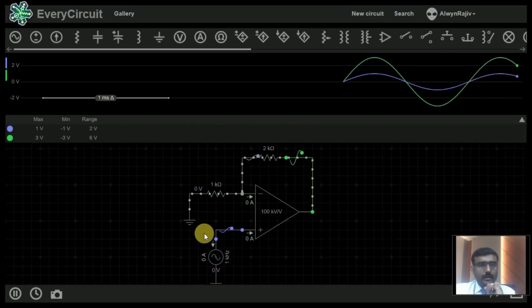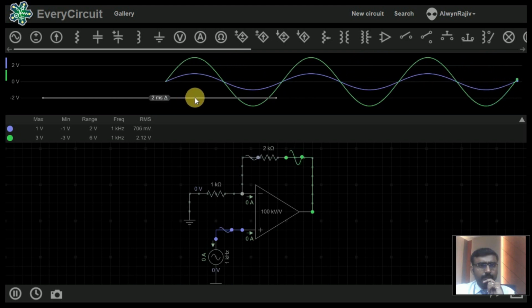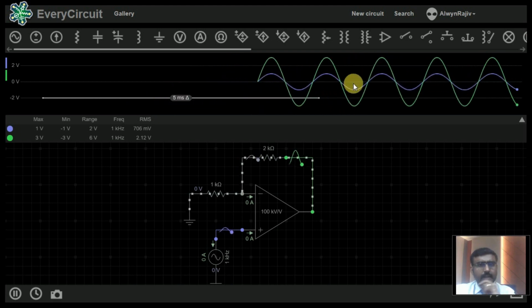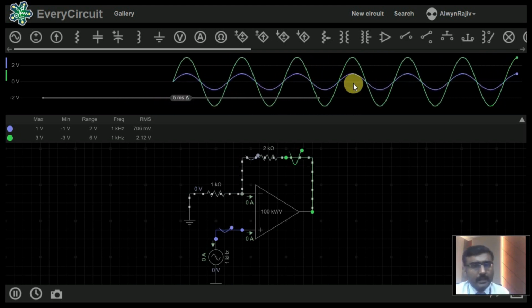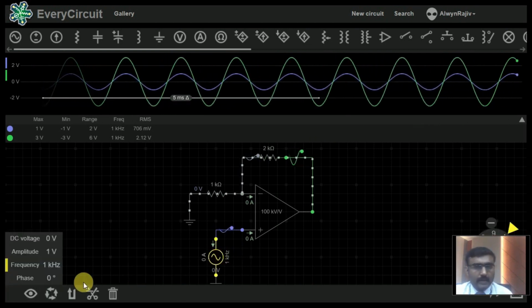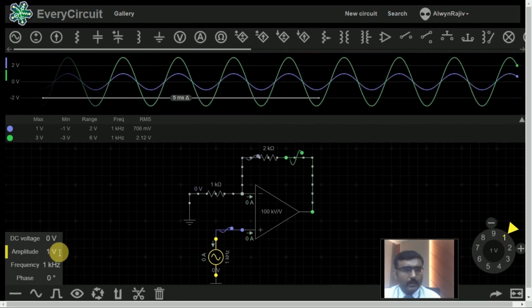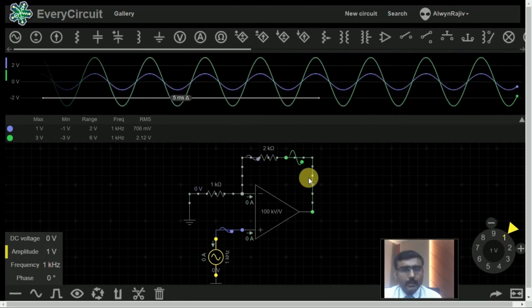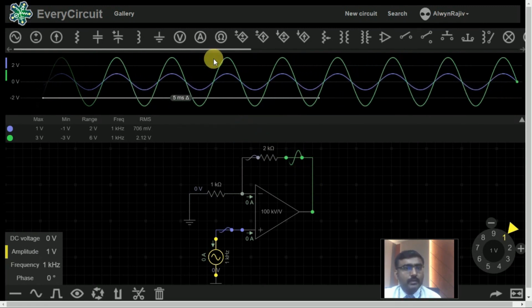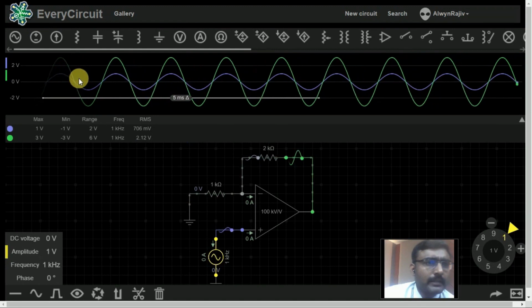Here this green line is indicating the input. Our input voltage is 1 volt. What is our output voltage? The output voltage is 3 volt. Here it clearly says this is 3 volt.